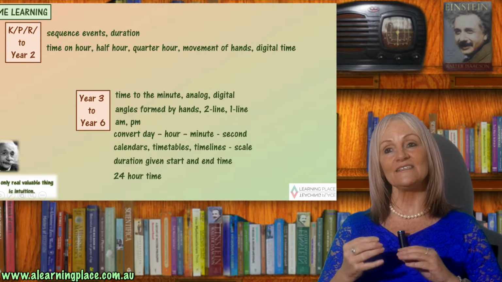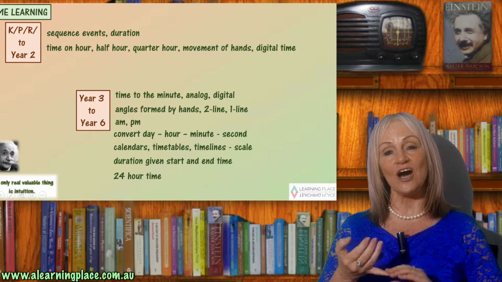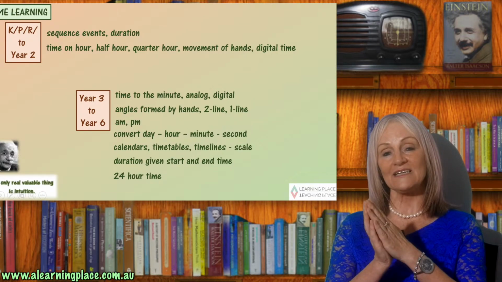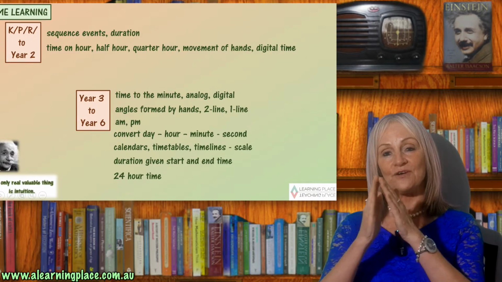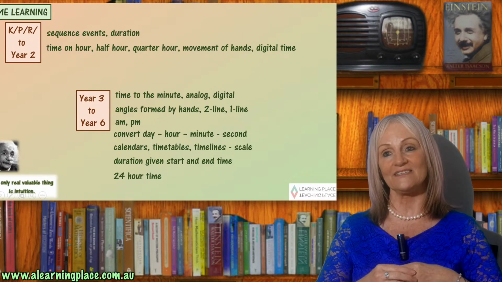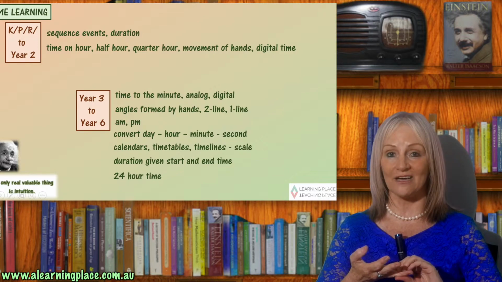Now in years 3 to 6, they will also be investigating time told to the minute. Now this is where they really start to develop their deep understanding of 60 minutes in an hour, so 5 minutes between each number on the clock face. They'll have a look at converting between analog time and digital time.